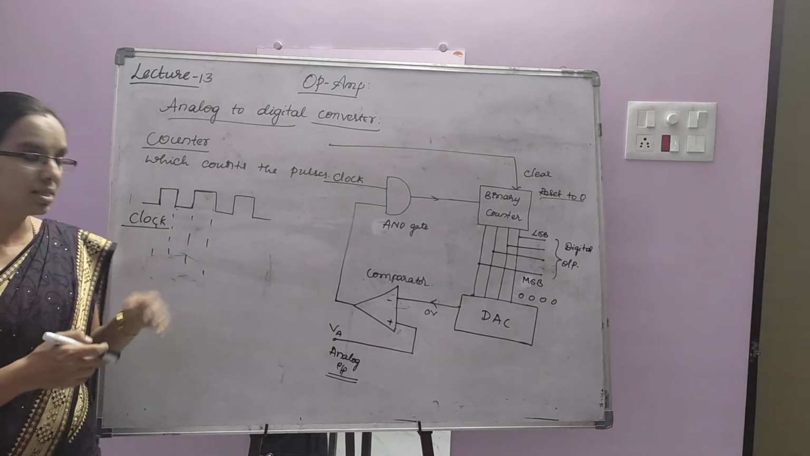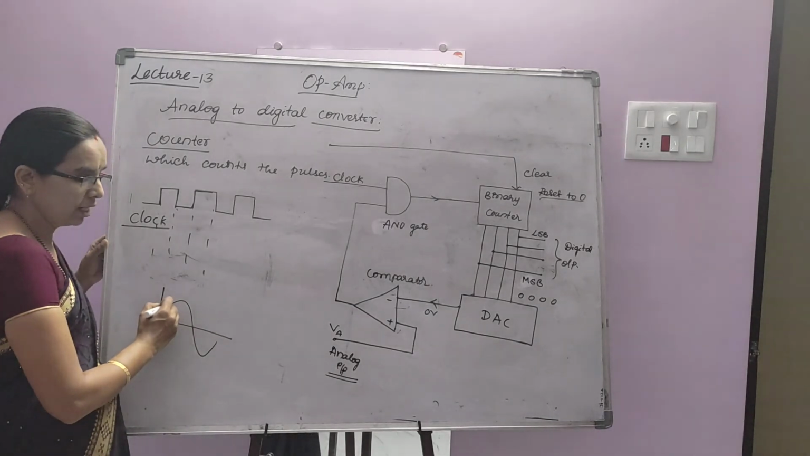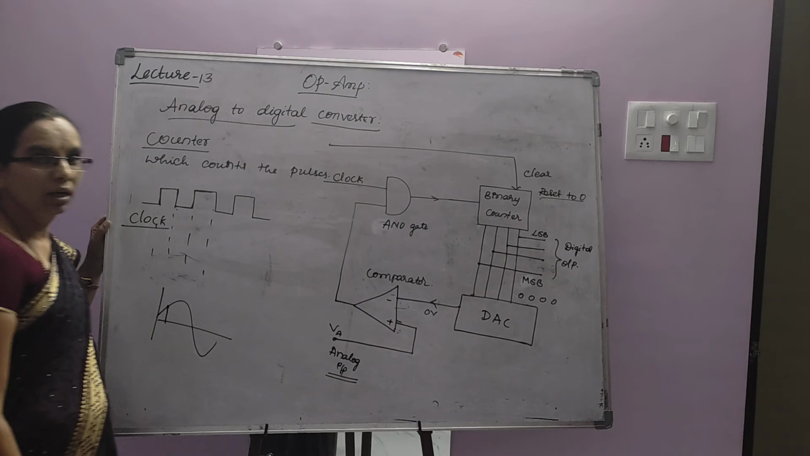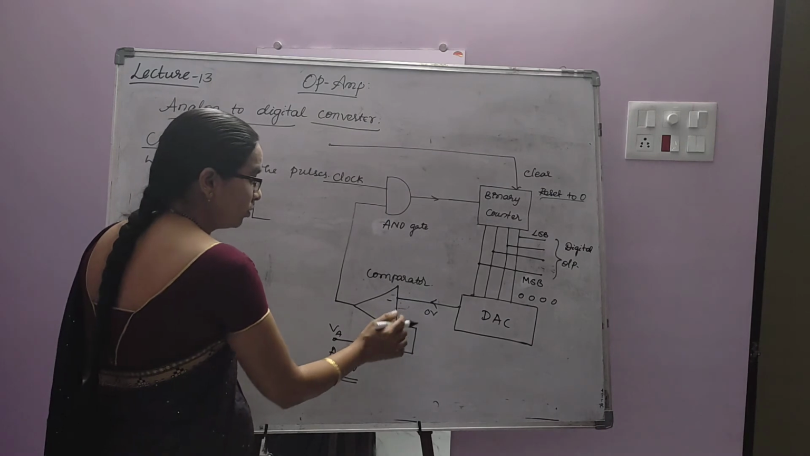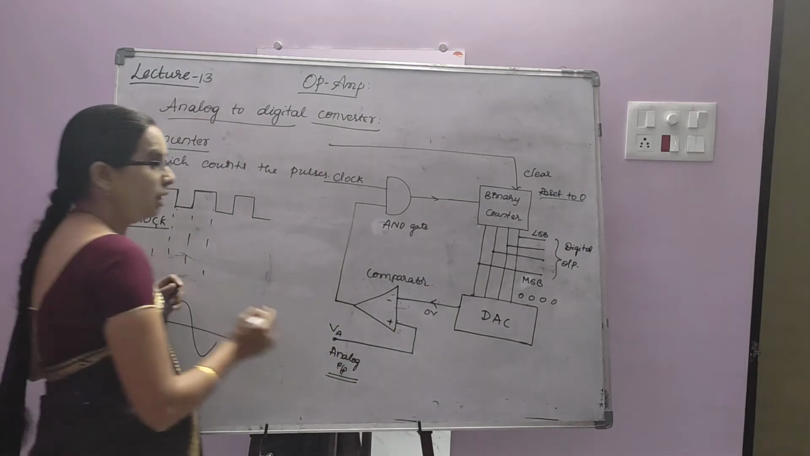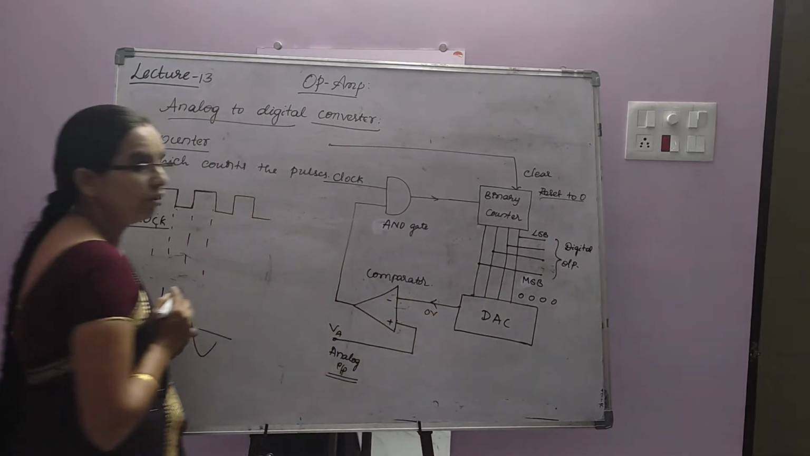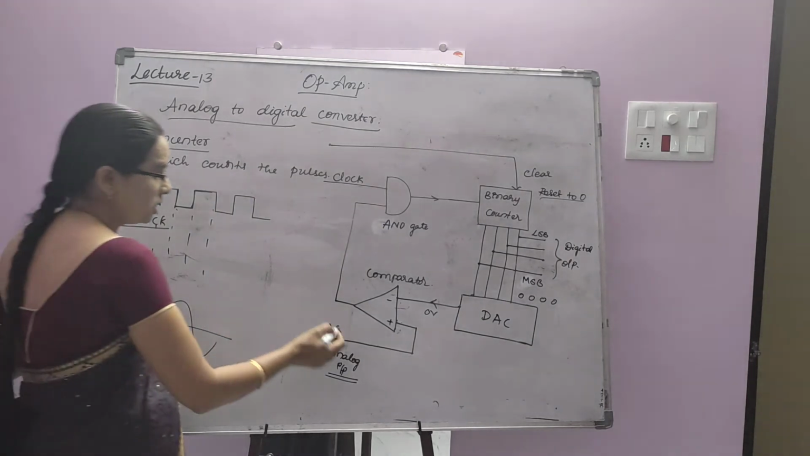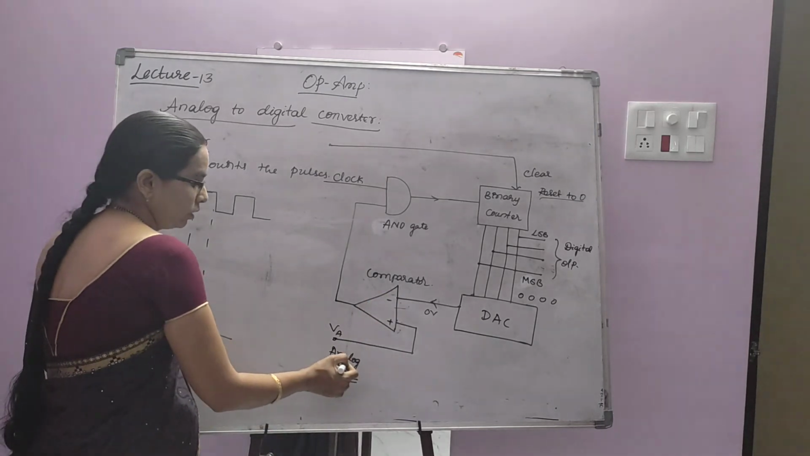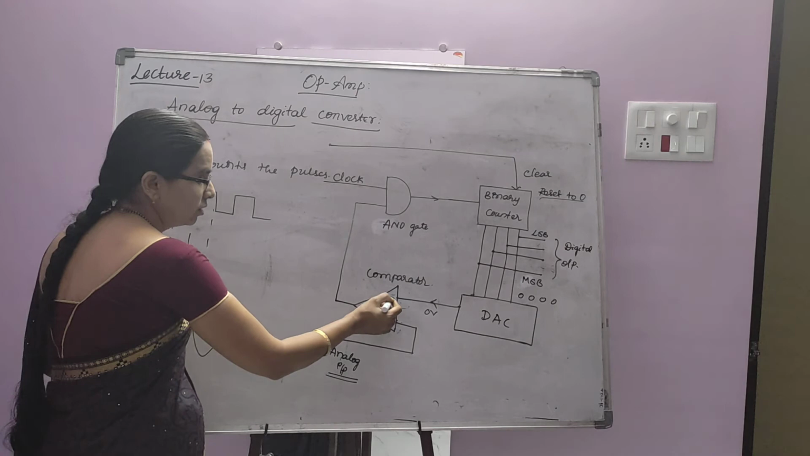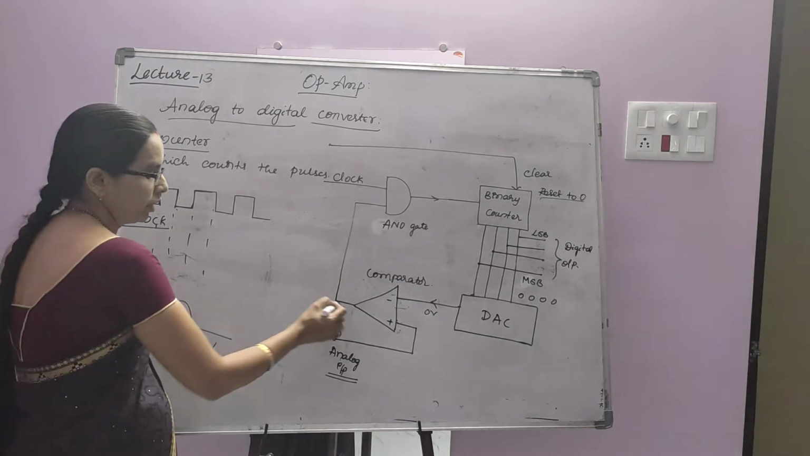The analog signal sample you have taken, this particular voltage, is given to the non-inverting input of the comparator, and the output from the DAC, which is also an analog voltage, is given to the inverting terminal of the comparator. Initially, because the DAC output is 0 voltage, the voltage to be converted is greater than the output of the DAC. Therefore the output of the comparator will be 1.